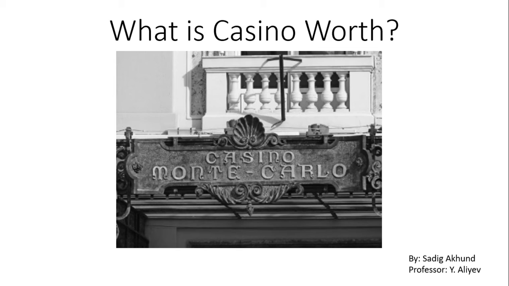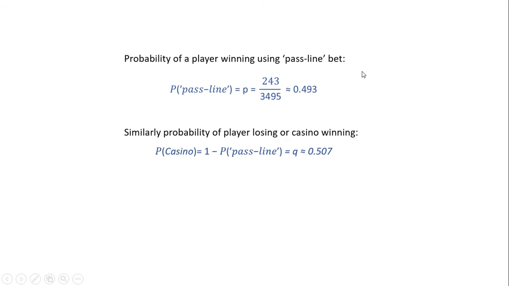Czarine was playing the game of craps, a dice game played with 2 dice. You can make bets in different ways, but he preferred so-called pass-line bets. And the probabilities are given as following. The probability of a player winning in this pass-line bet is approximately 0.493, and similarly the probability of player losing, or the casino's winning, the same thing, is 1 minus the previous probability, approximately 0.507.